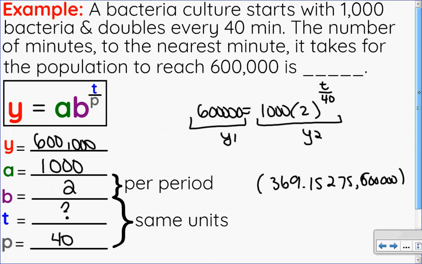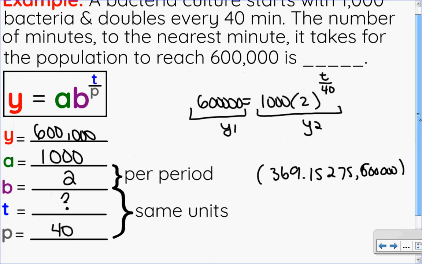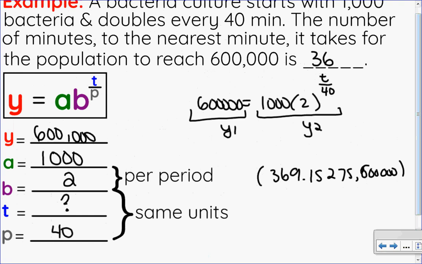So I want to the nearest minute. So to the nearest minute, that would be 369 minutes. So that's how you would solve that one.